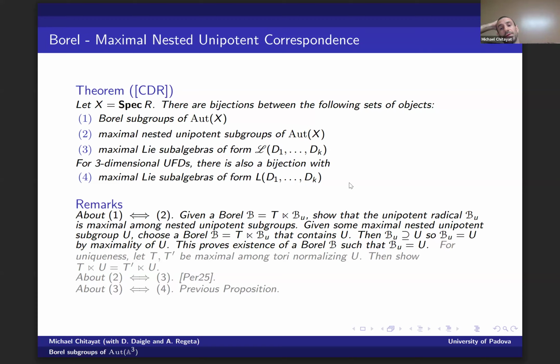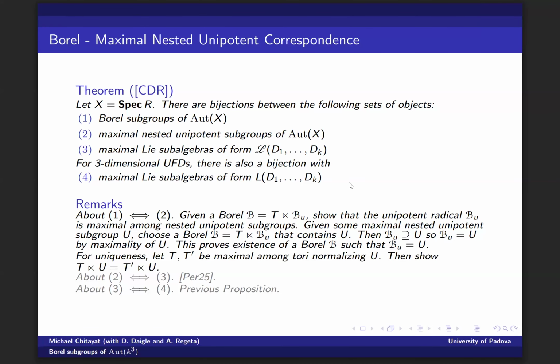And so since the unipotent radical consists of all unipotent elements, in particular, it contains U, and by the maximality of U, you know that those two groups are equal. So the unipotent radical of the Borel you chose has to be equal to the maximal nested unipotent subgroup that you started with. And so that shows that for every maximal nested unipotent subgroup, you can find a Borel subgroup whose unipotent radical is that thing. And then you need to show that it's unique.